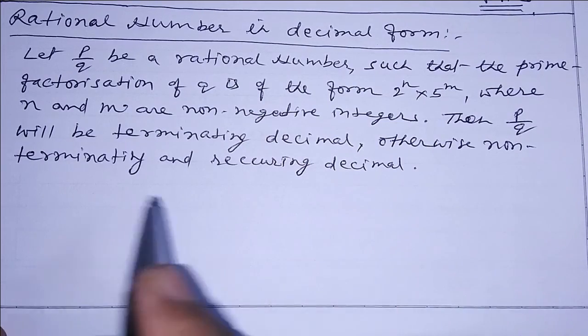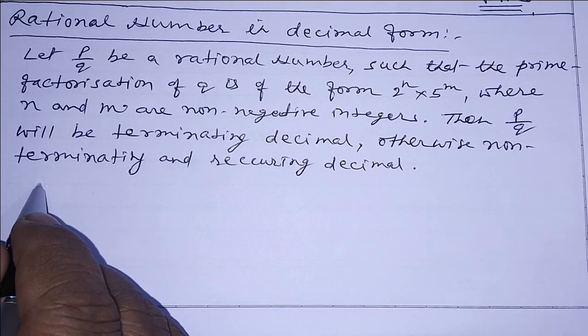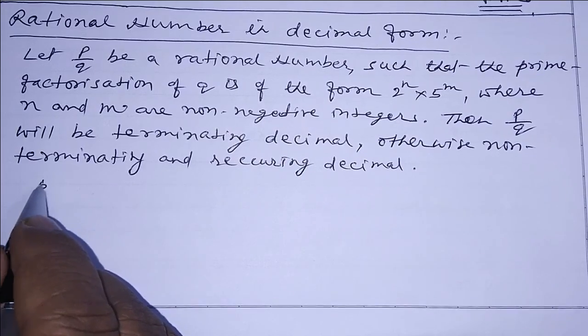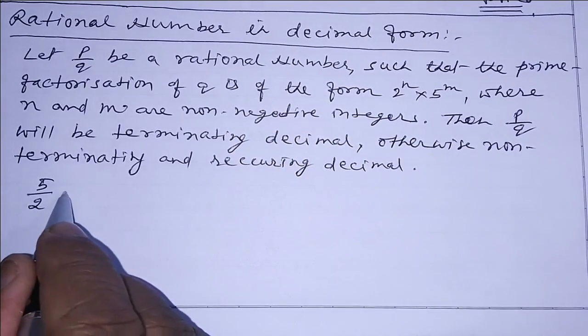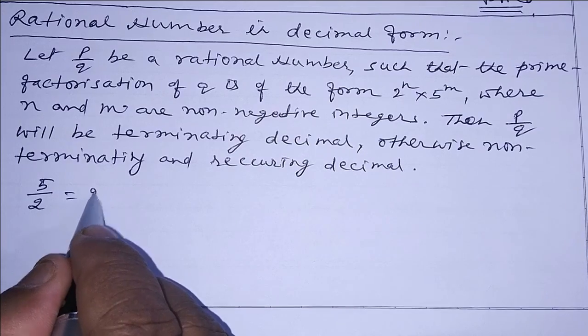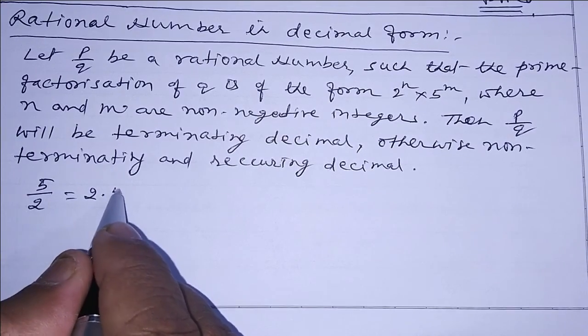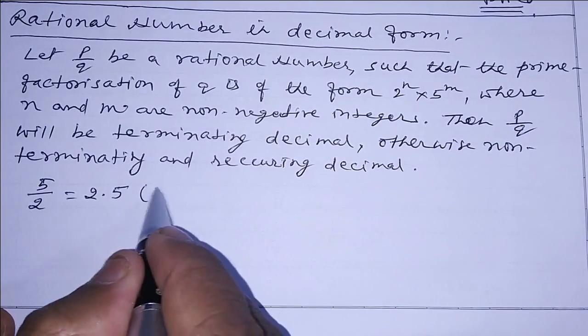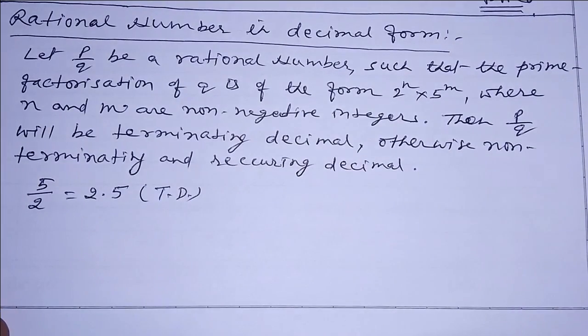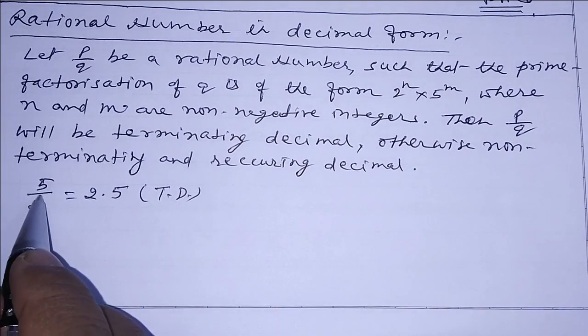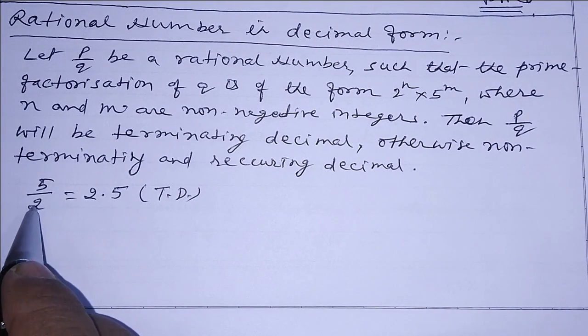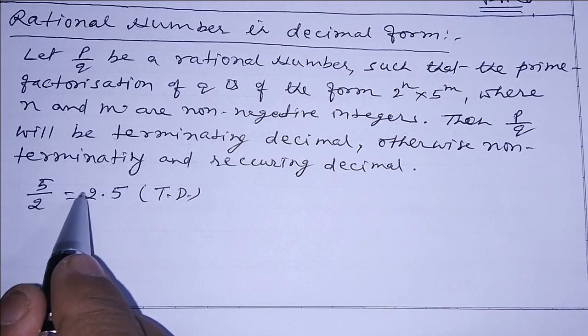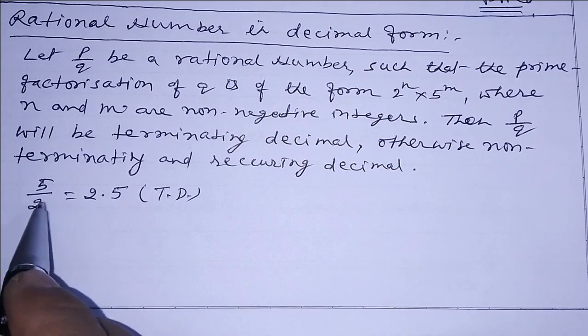For example, if I take 5 by 2, you will get 2.5. This is a terminating decimal, TD. Why? The denominator is only 2. If you divide, you will get 2.5. Without actual division, we can also say this will terminate because the denominator is only 2.